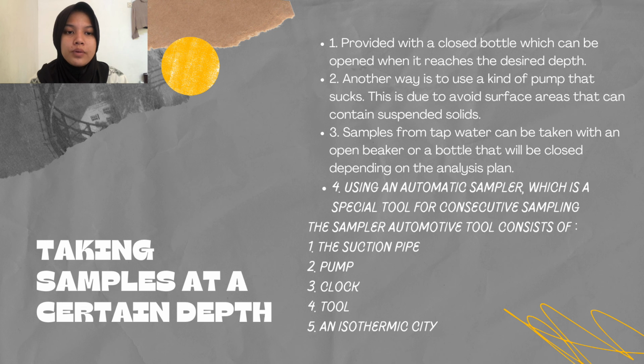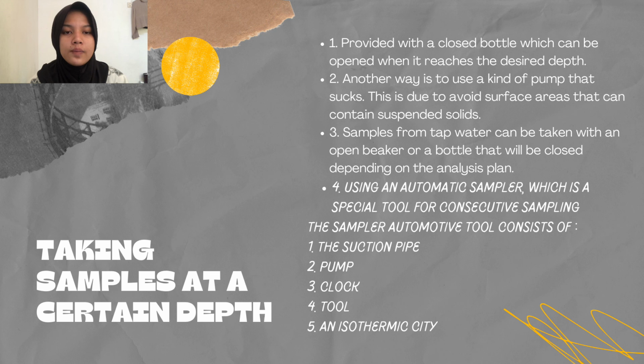Samples from tap water can be taken with an open beaker or a bottle that will be closed, depending on the analysis plan. Number 4, using an automatic sampler, which is a special tool for consecutive sampling. The automatic sampler tool is limited in that the sample point is about 5 meters under the tool.